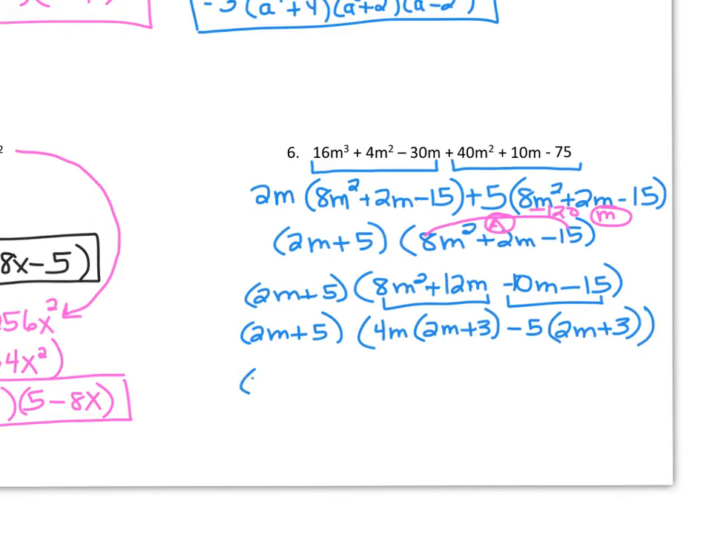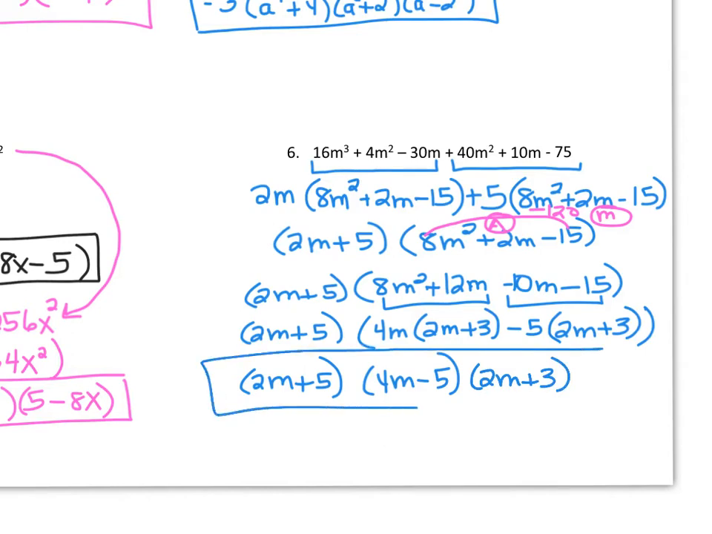Okay, so I'm going to bring down my 2m plus 5. I'm going to group together the 4m and the minus 5 into one parenthesis, and then rewrite this common binomial factor that we see there of 2m plus 3. And it looks like this is going to be my answer, because when you have two terms, as long as you factored out all the greatest common factors from the beginning, the only thing you could do to factor further would be difference of perfect squares, and none of these are. So that's our answer for number 6.